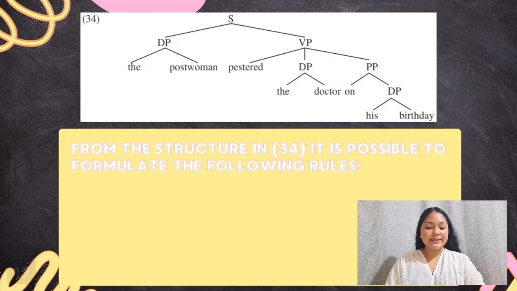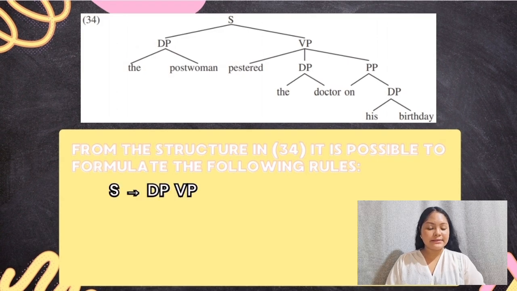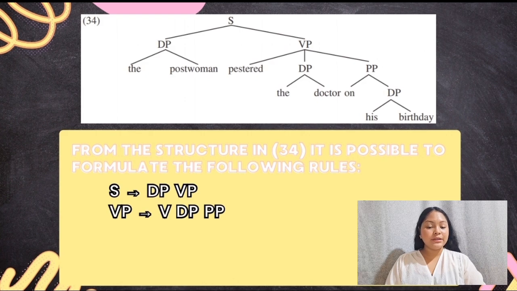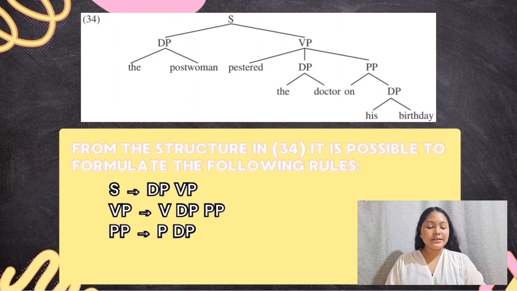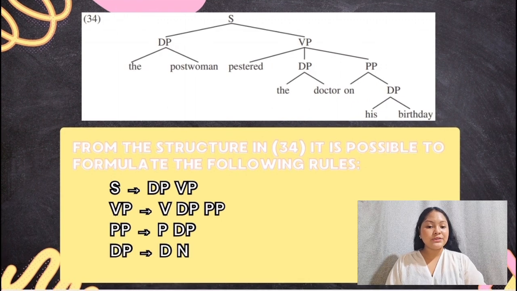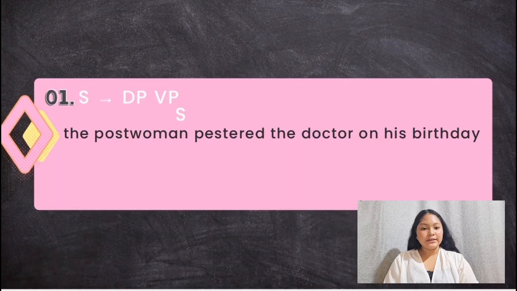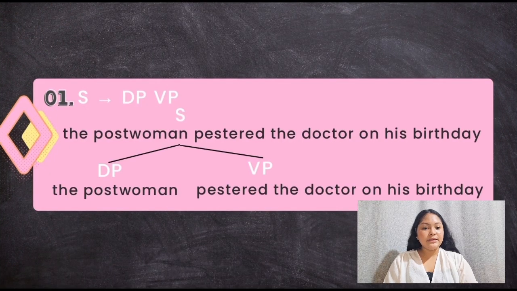From the structure in the diagram, it is possible to formulate the following rules. First, the sentence contains a determiner phrase and a verb phrase. Second, the verb phrase contains a verb, a determiner phrase, and a prepositional phrase. Third, the prepositional phrase contains a preposition and a determiner phrase. And lastly, the determiner phrase contains a determiner and a noun. Let's start at the top of the tree diagram. We have S to DP and VP. This tells us that the entire sentence is made up of a determiner phrase and a verb phrase. So the postwoman here is the determiner phrase, or the subject of the sentence, while the pestered the doctor on his birthday is the verb phrase because it is the action, or what the postwoman did.